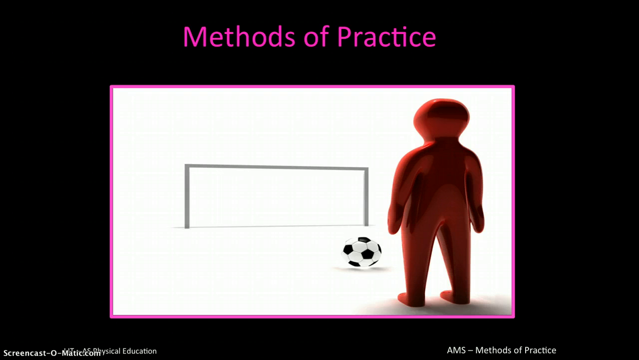chance of gaining the understanding of the skill, so whether it's part or whole or progressive parts, presentation. We've looked at different stages of learning, so what a cognitive learner is trying to achieve, or the associative or the autonomous stage of the learner. And now we're looking at methods of practice.